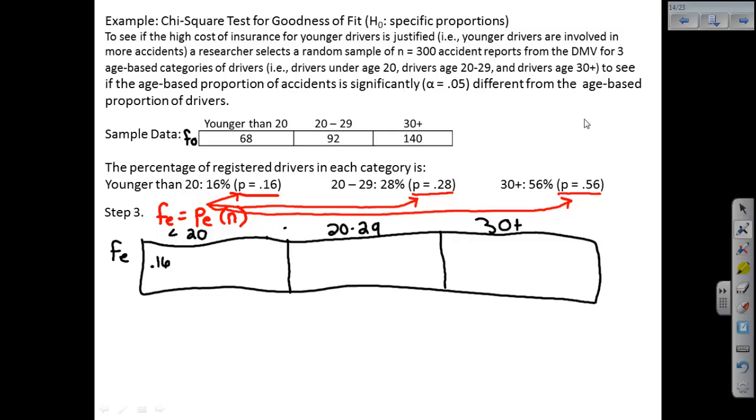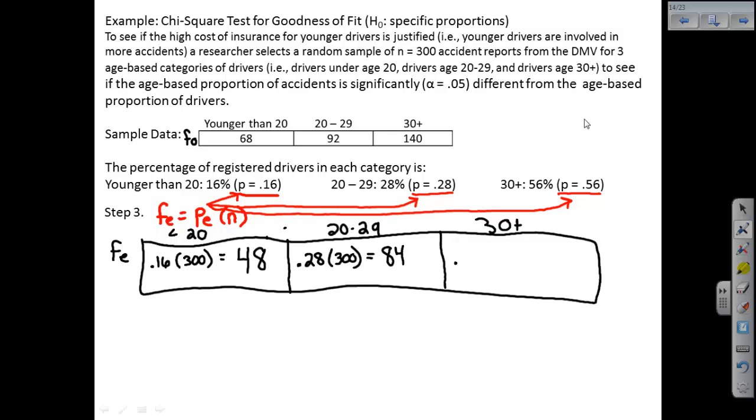All right, so 0.16, our expected proportion, multiplied by N, well, there's 300 people in our data set. So 0.16 times 300 gives you 48. So if the null is true and the proportion of accident havers is the same as the proportion of drivers for age younger than 20, we would expect to see 48 people in that category. So next one, PE for this one is 0.28 multiplied by 300. And we would expect to see 84 people in our sample of accident havers to be between age 20 and 29 if the null is true.